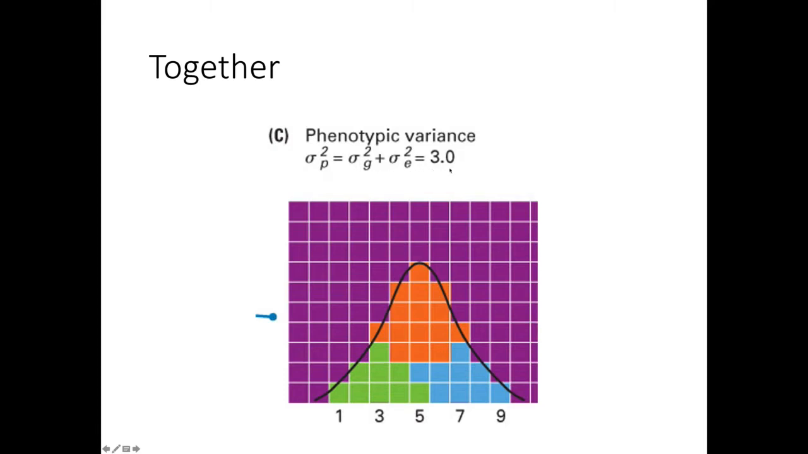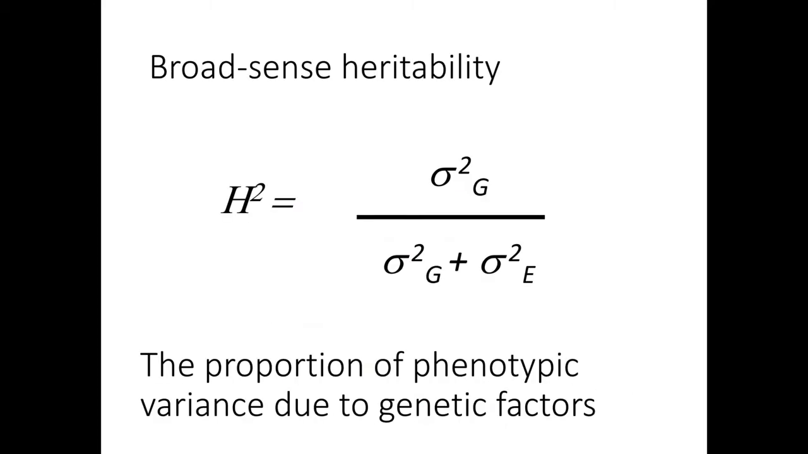So 2 plus 1 equals 3, and that's how we kind of imagine these two factors coming together. So this leads to, as geneticists, what we would like to understand is to what degree is a phenotypic variation determined by genetics, right? And that leads us to this concept called the broad sense heritability, all right?